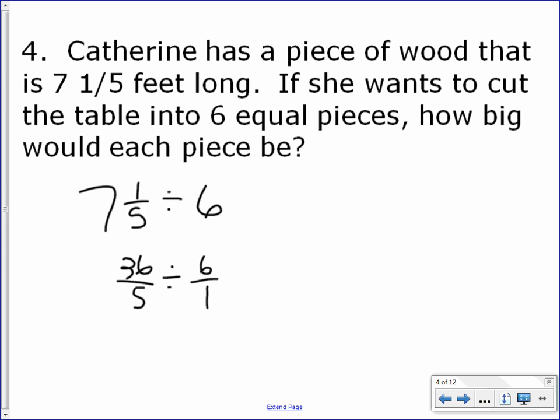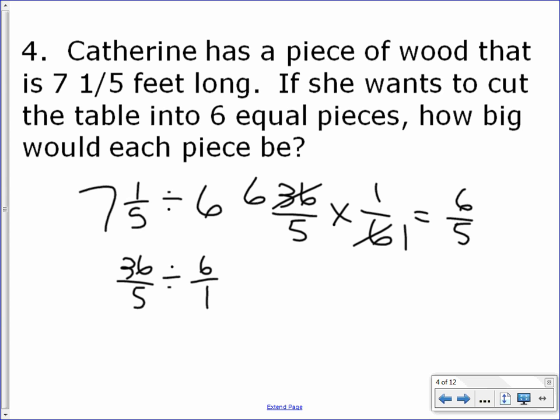Now I'm going to keep it, change it, flip it. The first fraction stays the same. Change division to multiplication, flip the second fraction. I can cross reduce. 6 and 36 share a common factor of 6. 6 divided by 6 is 1. 36 divided by 6 is 6. Now I have 6/5 times 1, which is 6/5. If I have to change this to a mixed number, 5 goes into 6 1 time with 1 left over. So my answer is 1 1/5.